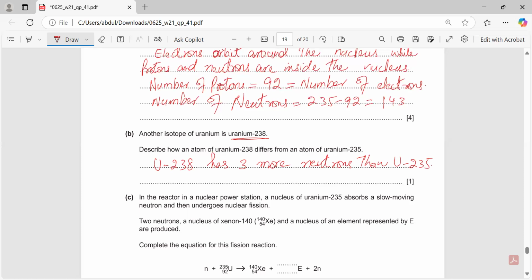or uranium-238 is unstable, more unstable as compared to uranium-235. As the number of neutrons keeps on increasing, the instability of the atom also keeps on increasing.